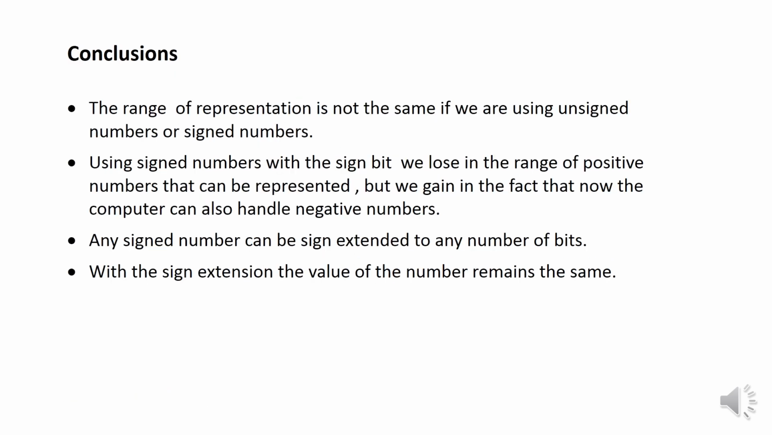In summary, the range of representation is not the same if we are using unsigned numbers or signed numbers. Using signed numbers with a sign bit, we lose in the range of positive numbers that can be represented, but we gain in the fact that now the computer can also handle negative numbers. Any signed number can be sign extended to any number of bits. And remember, with the sign extension, the value of the number remains the same.